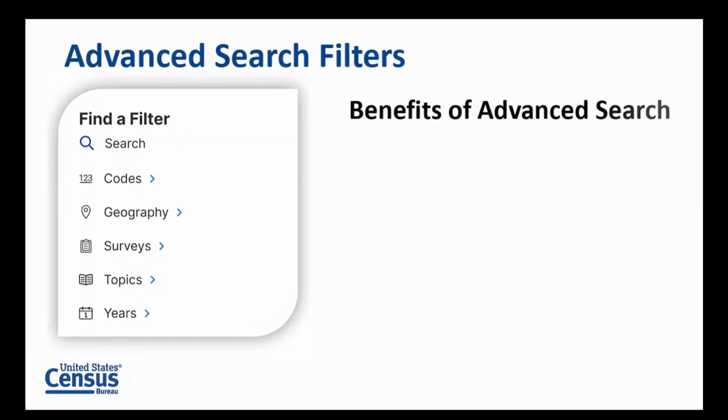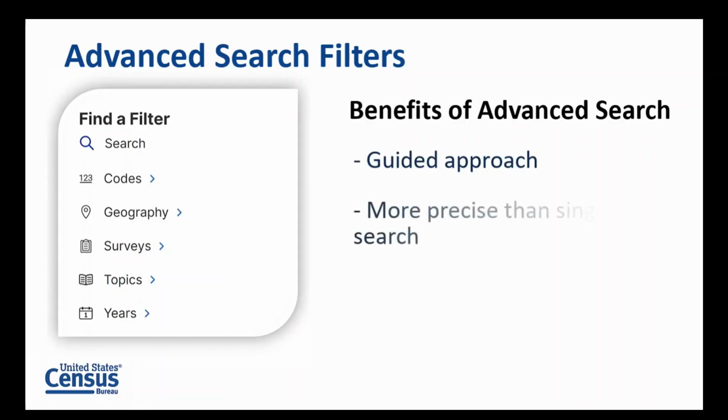I love the advanced search for 3 reasons. First, it provides a guided approach to select your search criteria. This allows you to browse the available search options without requiring you to have any knowledge about Census Bureau data. The second benefit is that the advanced search is more precise than the single search bar. All you have to do is mark the checkboxes for any filters that you want to include in your search. You do not have to come up with your own words to describe your search or rely on us to interpret them exactly as you intended.